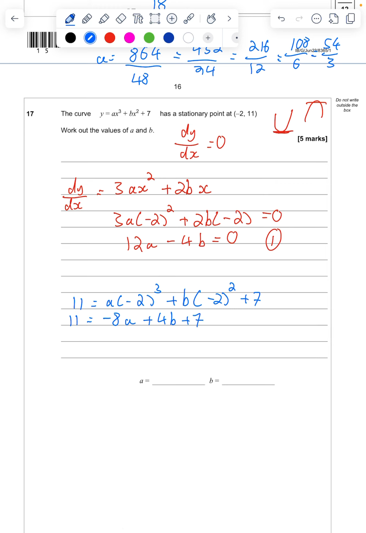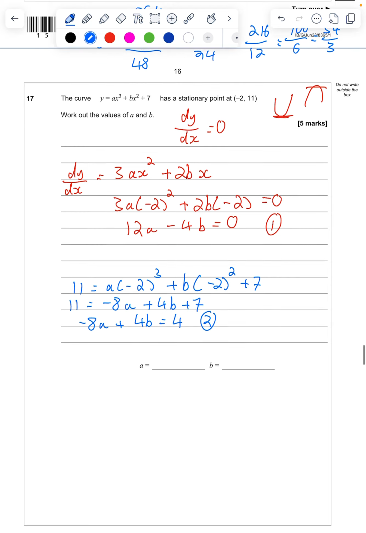Getting the numbers onto one side, so minus 8a plus 4b is going to be equal to, take away the 7, it's going to give me 4, isn't it? Yeah, so 4. That's going to be equation number 2.